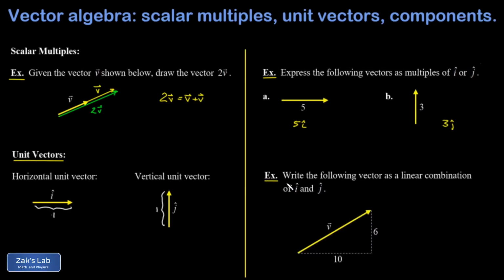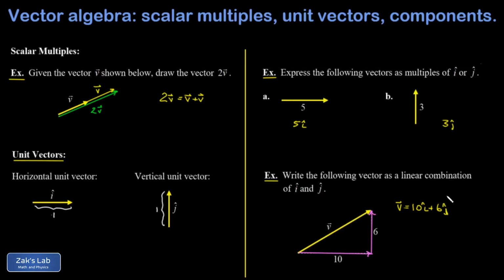And we can do this for any vector. It doesn't have to be pointing perfectly horizontal or vertical. In the next example, we have a tilted vector, and I've labeled the magnitudes of the components here. The x component is a vector of length 10 pointing in the positive x direction, and the y component is a vector of length 6 pointing in the plus y direction. Each of those vectors can be represented as a scalar multiple of a unit vector, and so I could write v as 10 i hat plus 6 j hat.